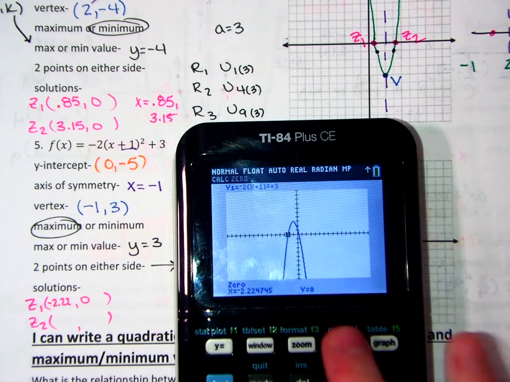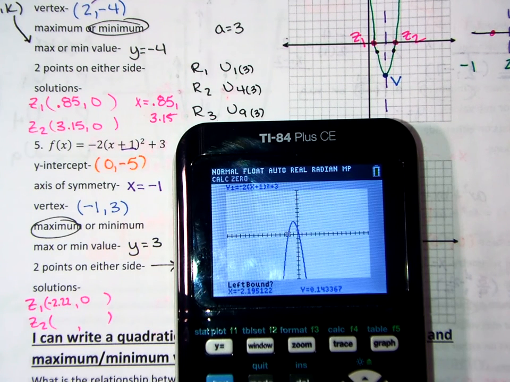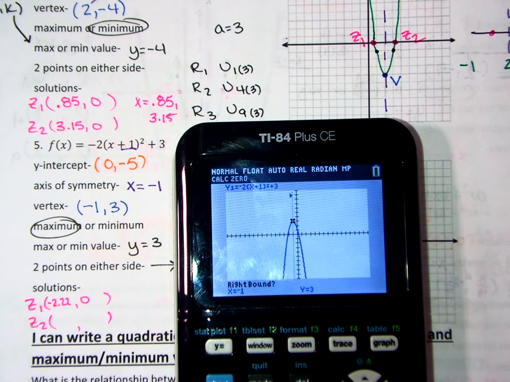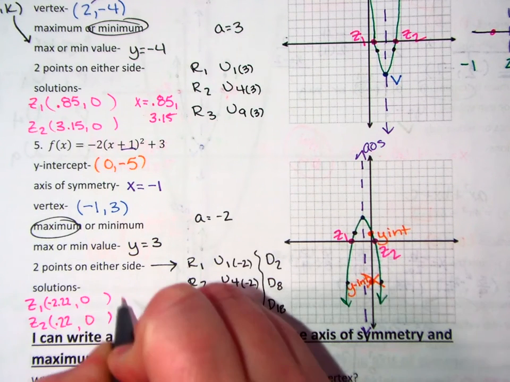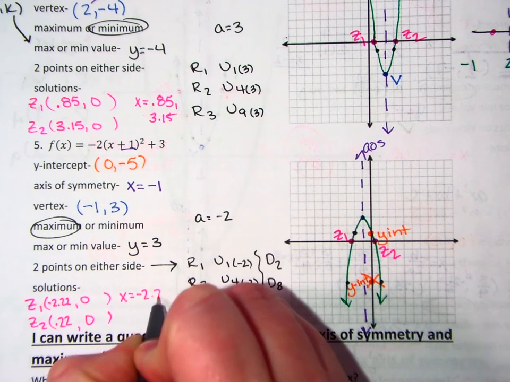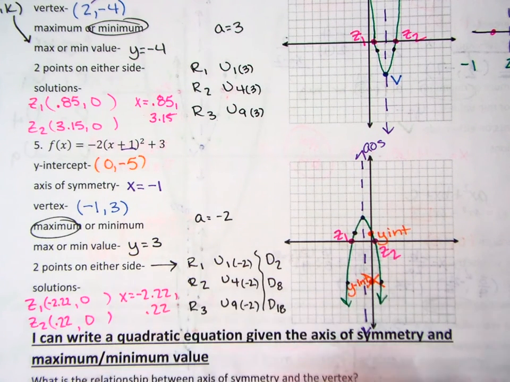I'm going to do the same thing again. Second calc, 0. I'm going to type in -1 for my left bound. That puts me just right on top of my vertex. And then I'm going to pick a number over here. I'm going to pick 3. Hit enter, and that gives me 0.22. So x equals -2.22, comma 0.22, and x equals 0.22. So that gives me all my values. Great, awesome. Figured that out.